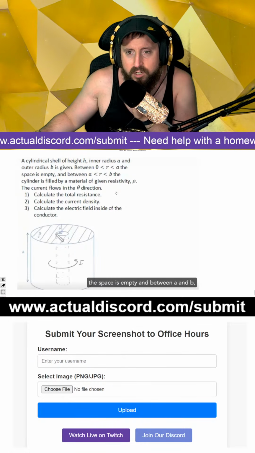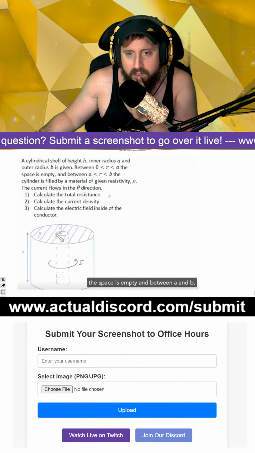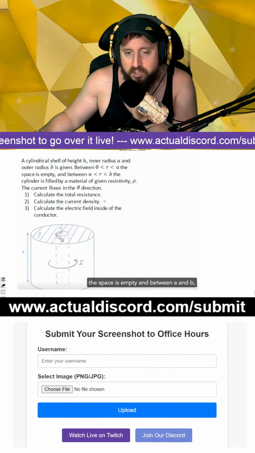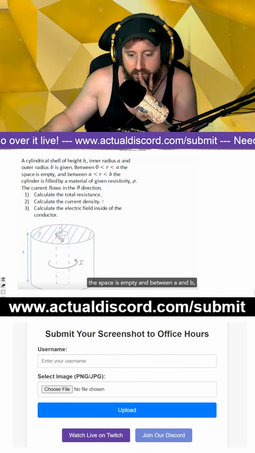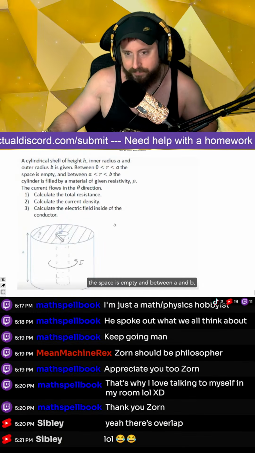Height h, inner radius a, and outer radius b is given. Between a and b, there is a resistivity. The current flows in that direction. Calculate the total resistance. Okay, so resistance.